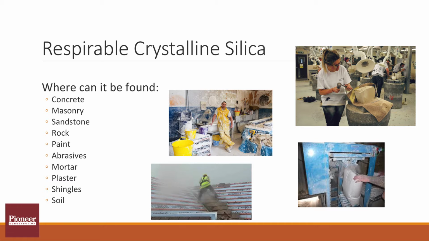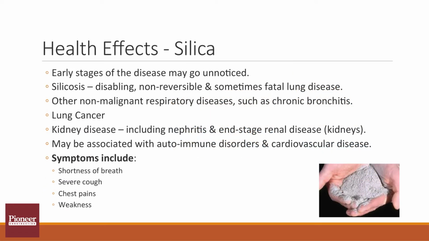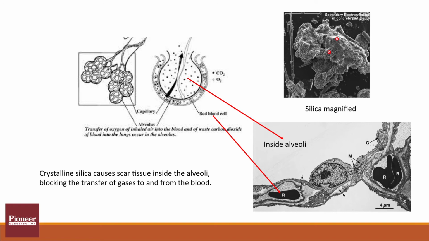So, the health effects of silica dust. It may go unnoticed for a number of years, but it is proven silicosis causes lung disease, lung cancer, kidney disease, shortness of breath, chest pains, weakness. So basically what silicosis is, you're breathing this respirable dust, right? Concrete dust. And it's got to go somewhere. So you inhale it, it goes down into your lungs. Basically, it creates a mortar ball in your lungs, and then it starts creating other problems and diseases.